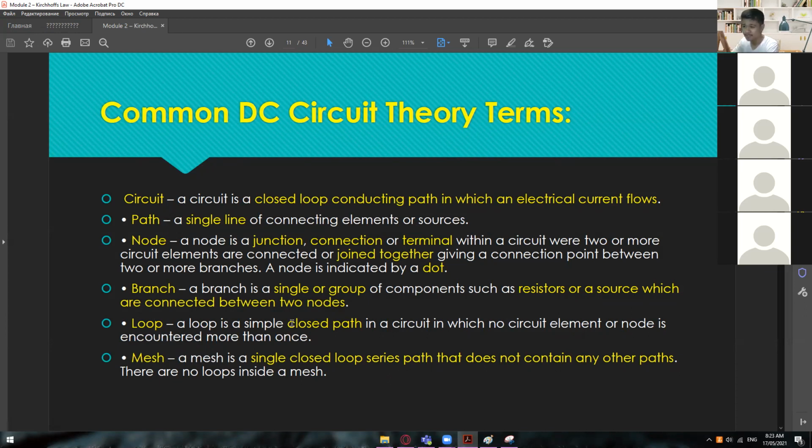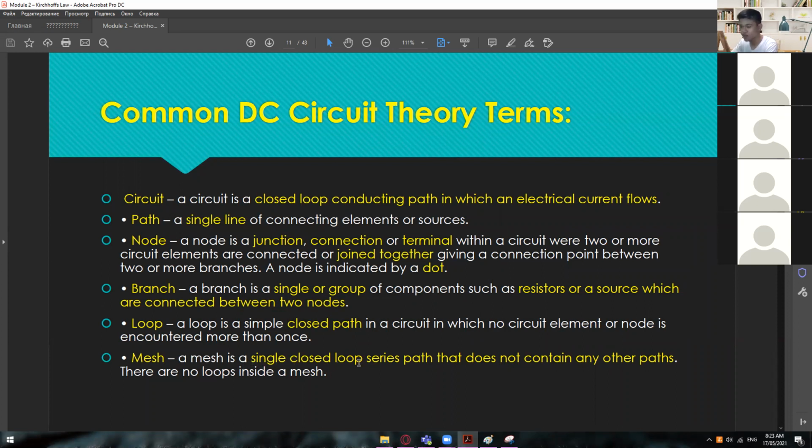So loop is a simple closed path. That is the only thing that you can think about loop. As long as it's a closed path, that is already a loop. So in a circuit in which no circuit element or node is encountered more than once. And for the mesh, a mesh is a single closed loop series path that does not contain any other paths.